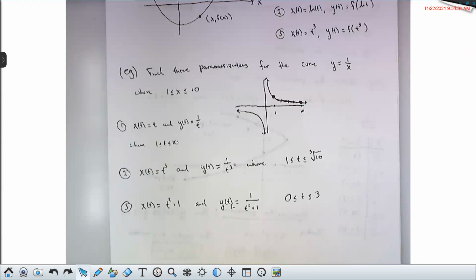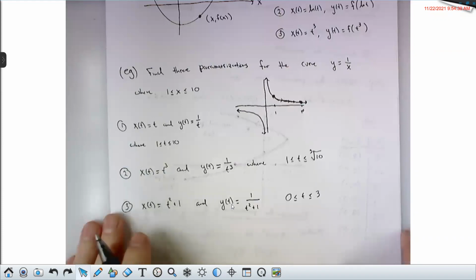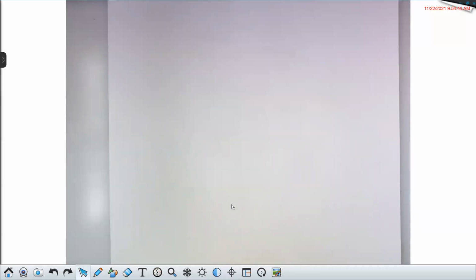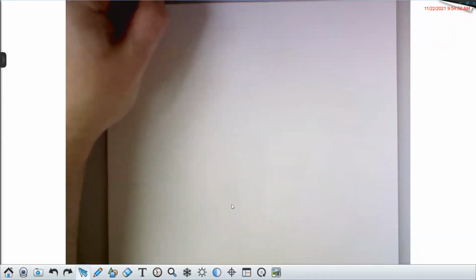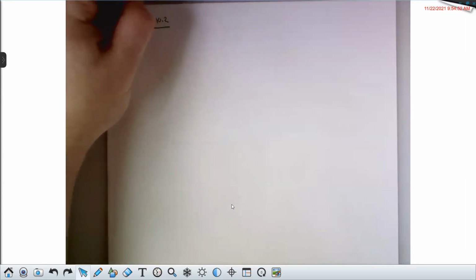Okay, time to talk about calculus. There are 3 major calculus problems that we're going to solve in the setting of parametric curves. So this is section 10.2, which is calculus.